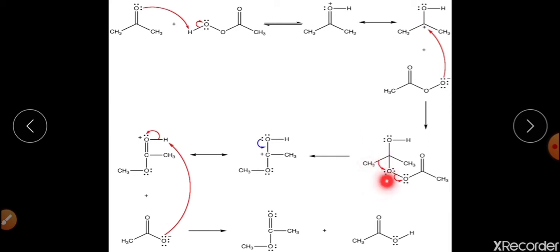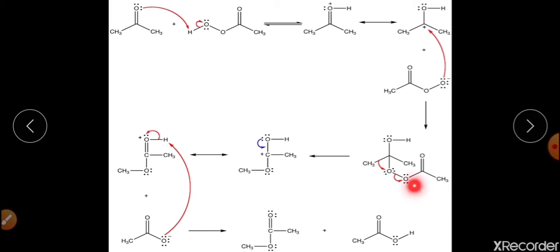So when this group migrates to this oxygen, this particular carbon which was initially carrying this CH3 group will now carry the positive charge. After migration of this group it forms a C positive, and this C positive is resonance stabilized, right? The lone pair of electrons on this oxygen will stabilize the C positive, so this particular carbocation is resonance stabilized, right?